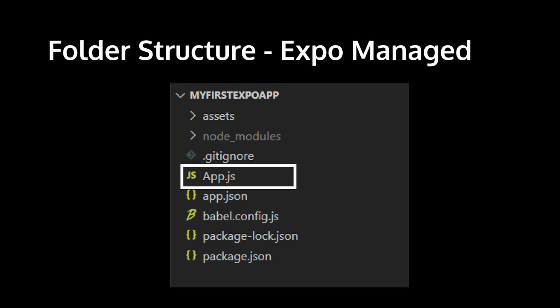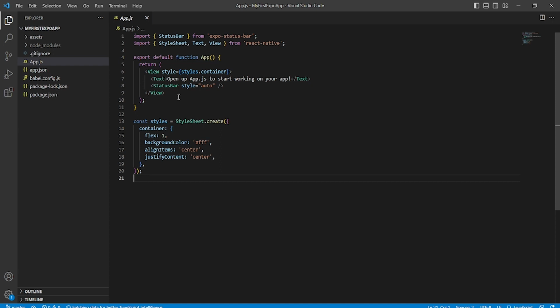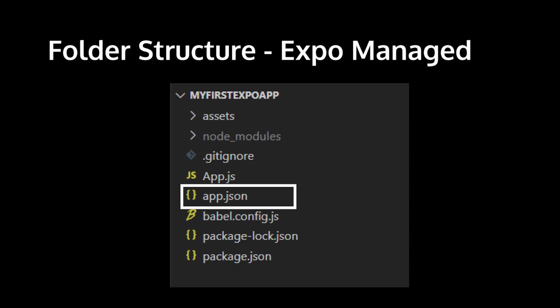The next file in the file structure is the app.js file. This file serves as the entry point for your Expo Managed React Native app. It is where you define the initial setup, import components, configure navigation, and start building your user interface. The app.js file is a crucial part of your project as it acts as the central hub for your app's functionality and structure.